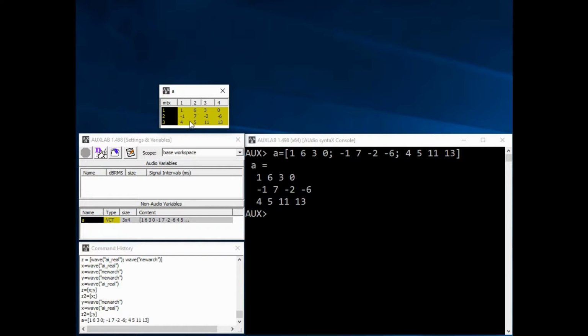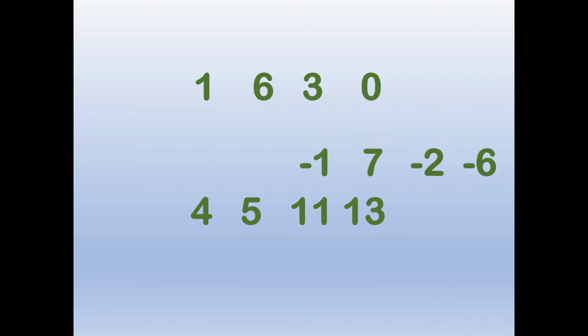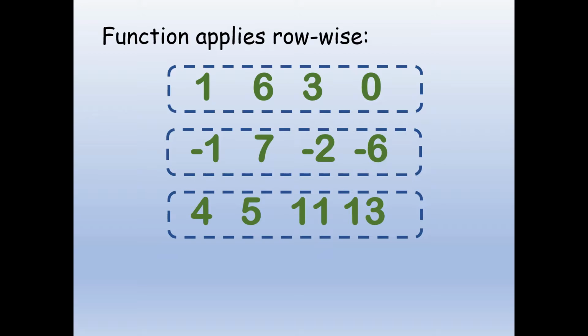Now, this is important to remember. In AUXLAB, a matrix is really a collection of arrays or vectors stacked on each row. In other words, you need to consider a matrix like this 3 groups of 4-element arrays. That means all functions are to be executed row-wise by default.